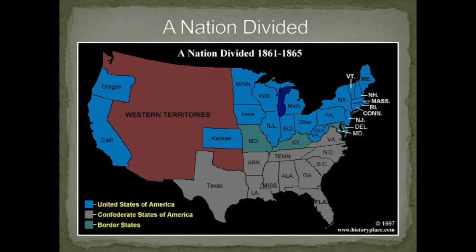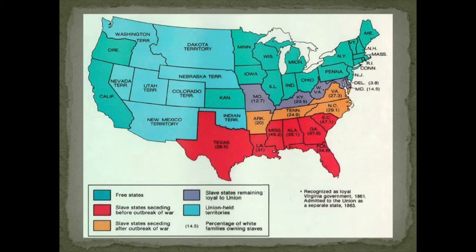These two areas would fight a very vicious civil war over the next 4 years, resulting in the deaths of hundreds of thousands of individuals. The first states to secede would be the states in red: South Carolina, Georgia, Alabama, Mississippi, Florida, Louisiana, and Texas. They would be quickly followed by Arkansas, Tennessee, North Carolina, and Virginia.